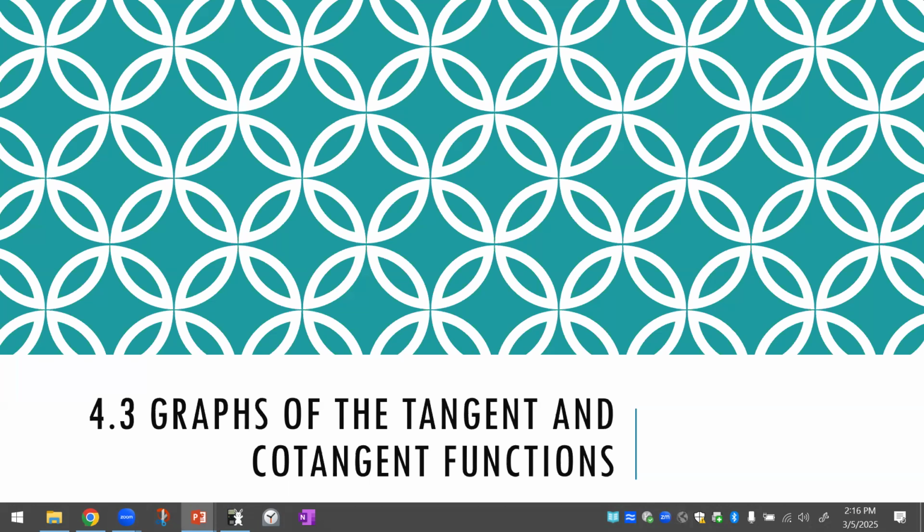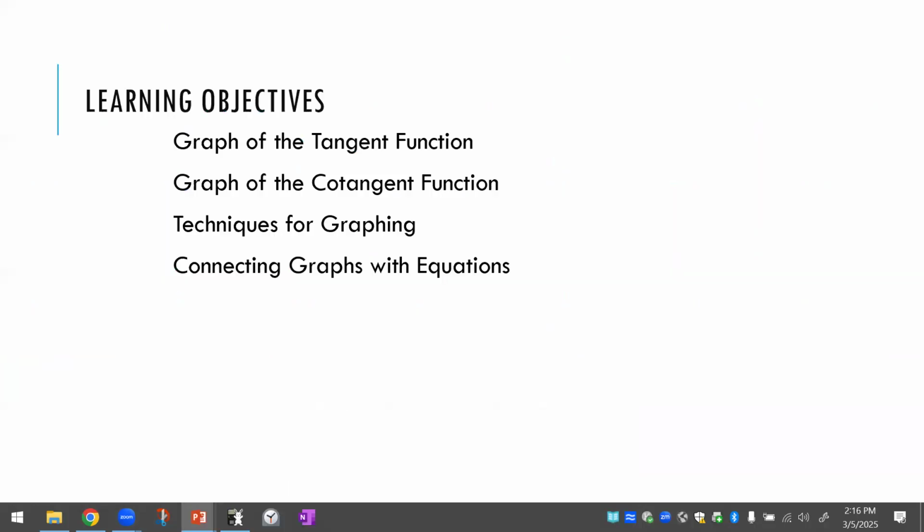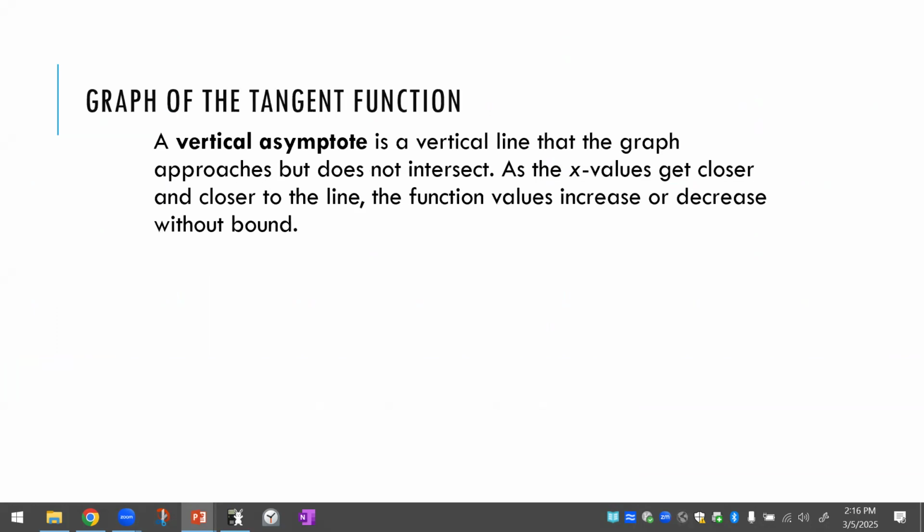Do you remember how we paired sine and cosine together? Well, that's how the graphs are modeled. Sine and cosine have similar attributes, processes, and everything. That's going to be the same for tangent and cotangent, and we're going to talk about those similarities. We're going to go through the graph of the tangent function and the graph of the cotangent function, and then we're going to talk about techniques for graphing and connecting graphs with equations.